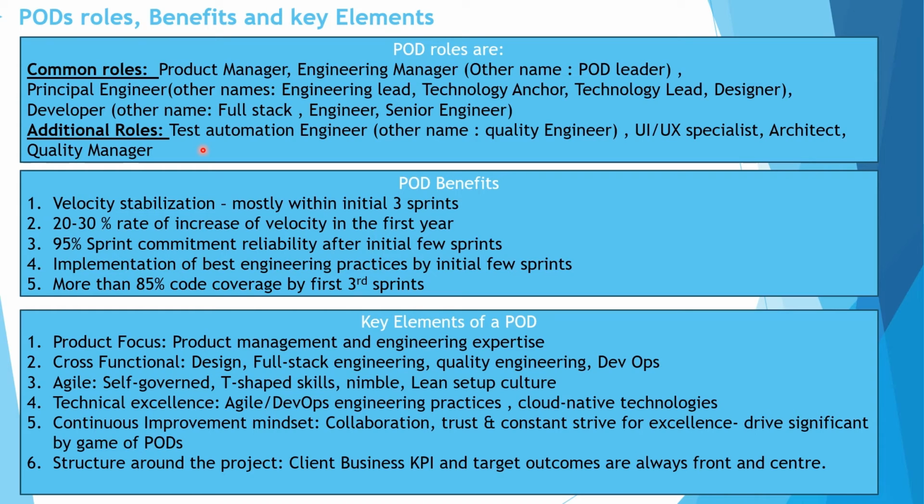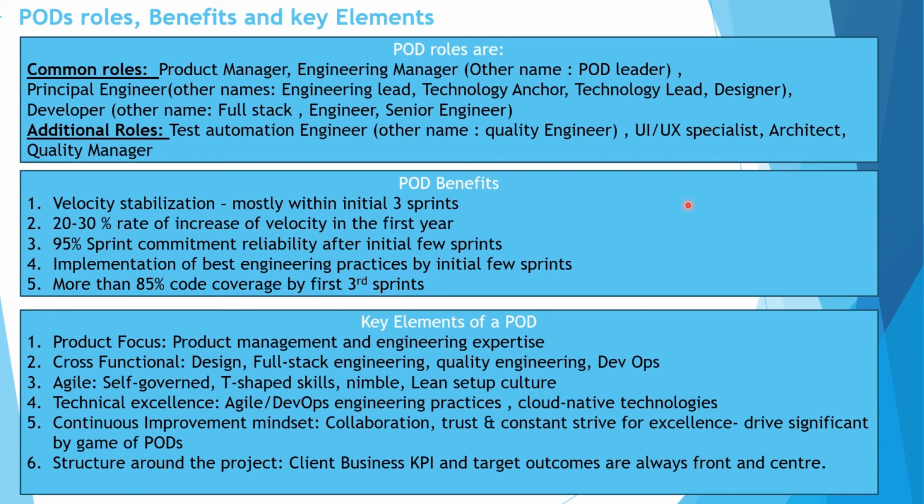There can be other additional roles, like test automation engineer, so this is what is required for your diamond pod. Other names are quality engineer, UI UX specialist, architect, quality manager. So these are the recommended roles, but not necessarily the only roles. You can have different roles, or you can drop some of the roles from here based on your need.